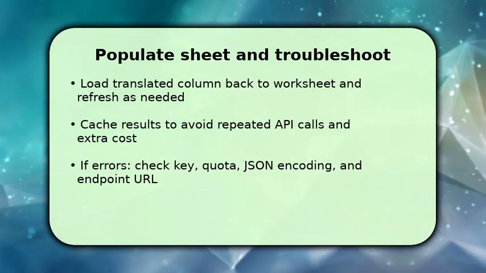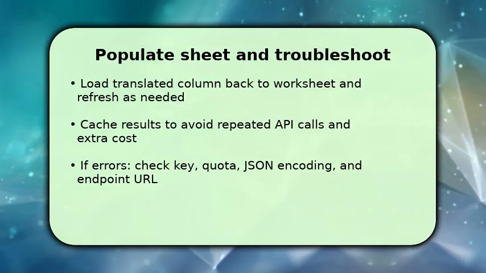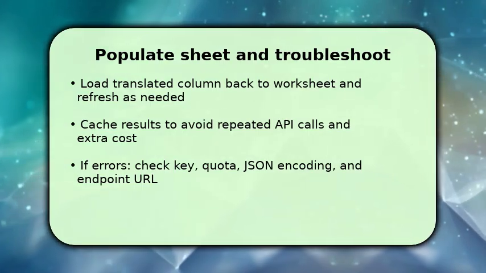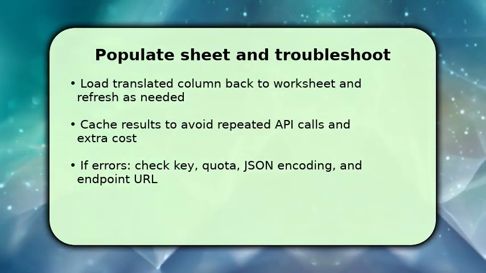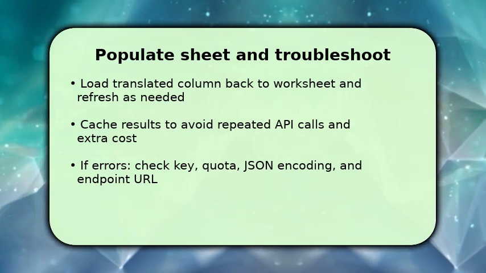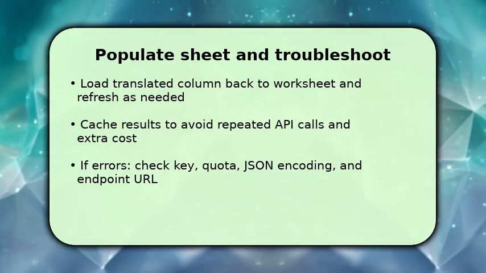If something goes wrong, inspect the error body in Power Query. Common issues are invalid API key, exceeded quota, improper JSON encoding of special characters, or wrong endpoint path. If you see rate errors, implement batching or add pauses between requests.